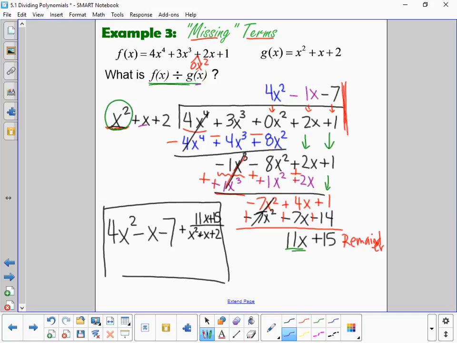Oftentimes they'll ask you for your answer in the form of q of x plus r of x over, sometimes d of x or p of x. And this is that form. If you look at it, you can see that this is my q of x. My r of x is that remainder, and the divisor goes on the bottom. So it's in that form of a polynomial plus a polynomial over a polynomial.